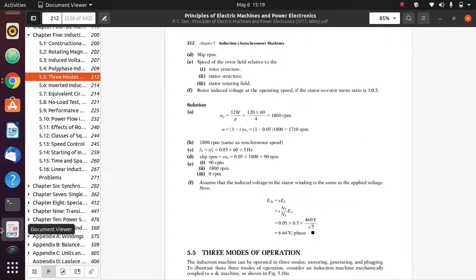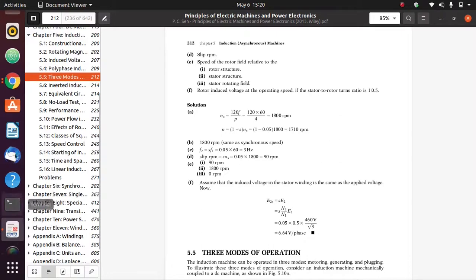Therefore, when you replace the value of E2 with this in this formula, the induced voltage in the rotor circuit when it is operational, E2S, will be given by slip times E1 times N2 over N1. So 0.05 is the slip multiplied by the turns ratio. Remember that we have been told that the turns ratio N1 over N2 is 1 divided by 0.5.